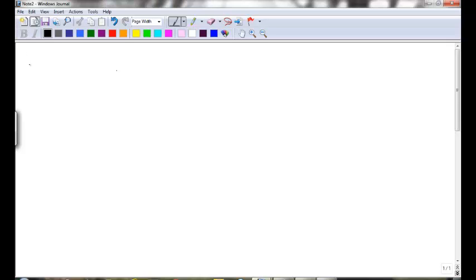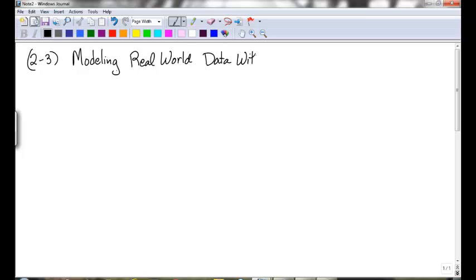Okay, this is for 2-3, and this is on modeling real world data with matrices. And I think you talked about some of the operations with matrices last year, but it's been a year, so we're going to review. We're starting from scratch.